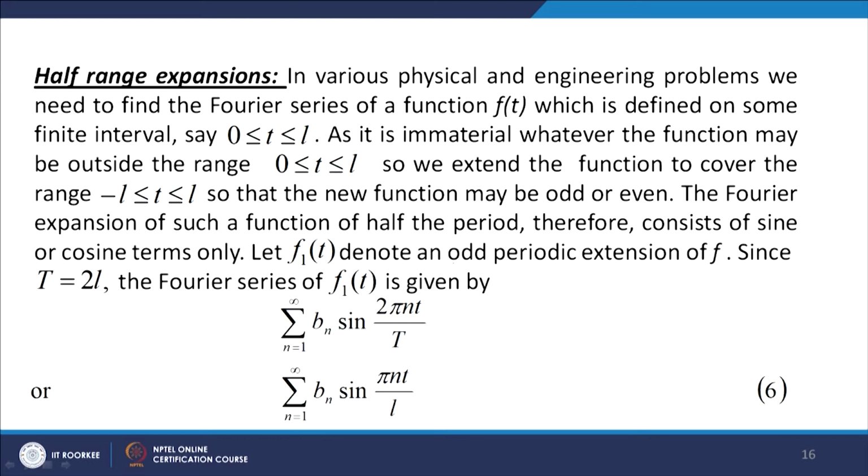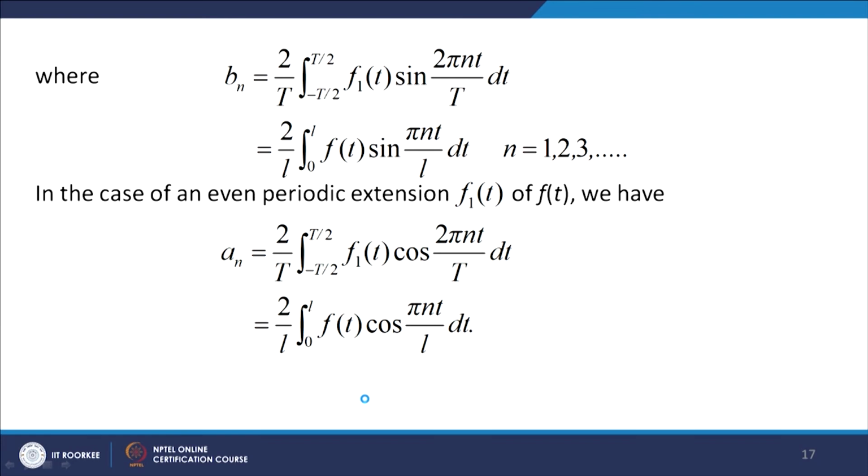So, let f1(t) denote an odd periodic extension of f. Since T equal to 2L, the Fourier series of f1(t) will be given by sigma n equal to 1 to infinity b n sin(2 pi n t by T). Now, here T is equal to 2L, so we get sigma n equal to 1 to infinity b n sin(pi n t by L). And b n then is equal to 2 over T, integral from minus T by 2 to T by 2 of f1(t) sin(2 pi n t by T) dt, with T equal to 2L.